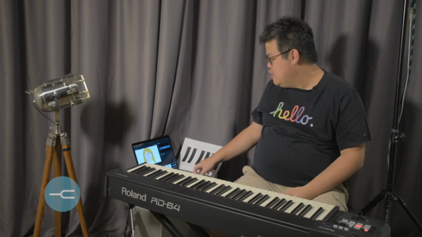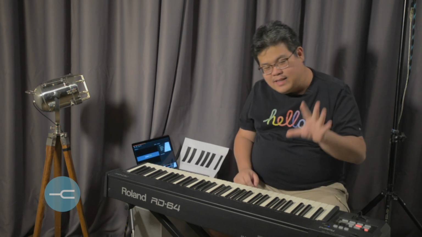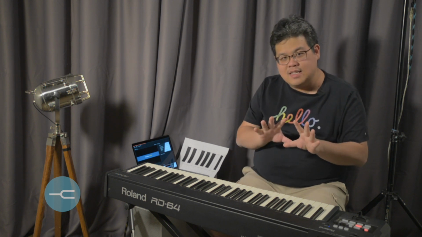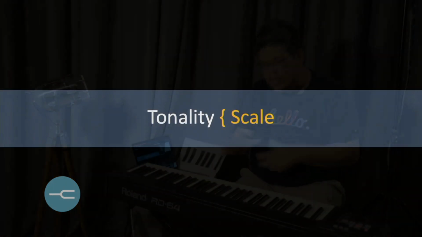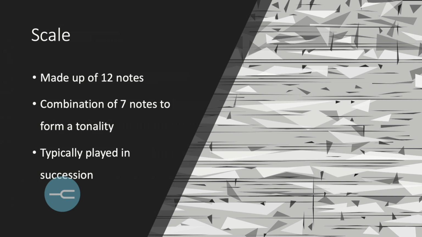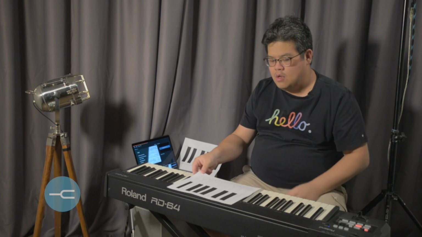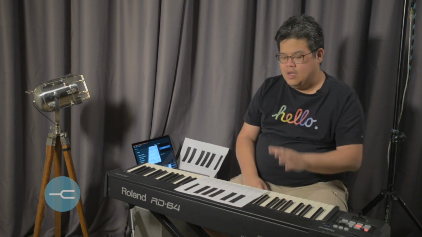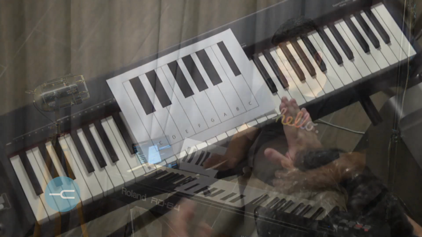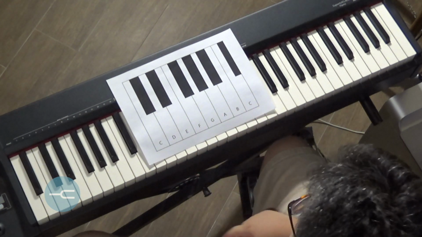So we're going to move on. Tonality is actually comprised of scales. What is a scale? Don't need to memorize all this, just appreciate. A scale is made up of 12 notes, right? If you look at this graphic, you will see that there are 12 notes before C comes back again.